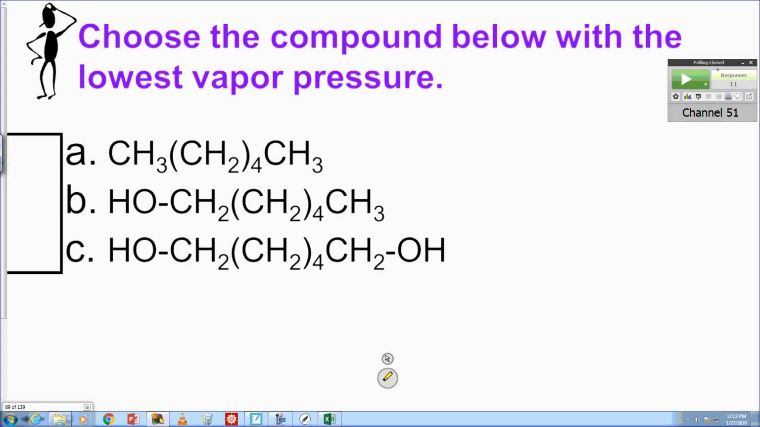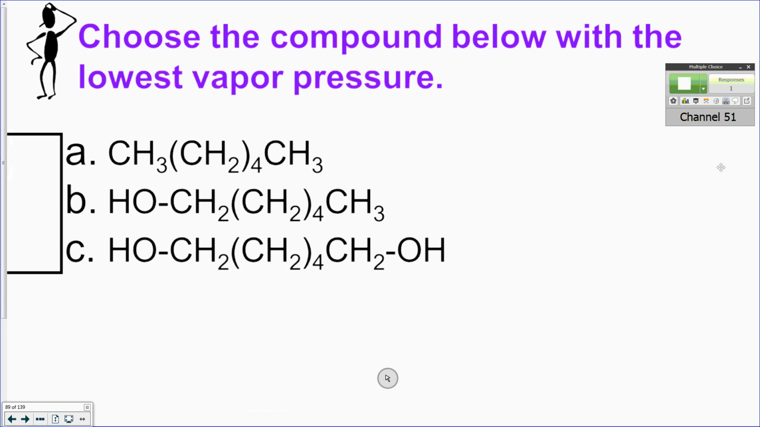This is an easier clicker question. It says, choose the compound with the lowest vapor pressure. So now we have to go back and think about the magnitude of the intermolecular forces and what type of things occur in these molecules. So look at these three molecules. Look at the types of bonds that exist. Are the molecules polar? Are they nonpolar? Do they have dipoles? If they do, are there any unique dipoles? So compare the magnitude of the intermolecular forces and then tell me which one has the lowest vapor pressure.